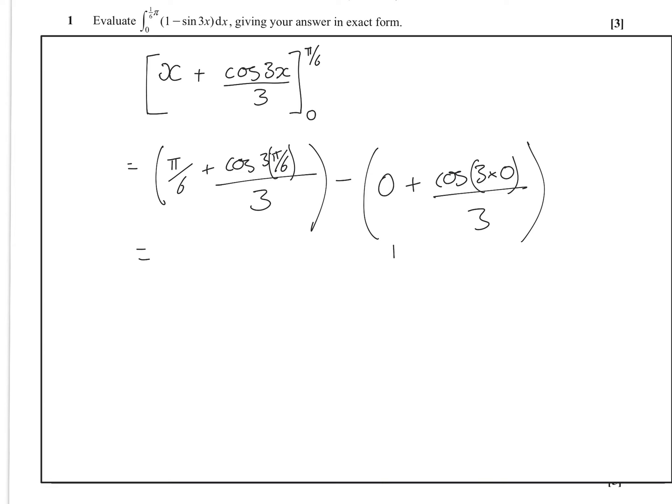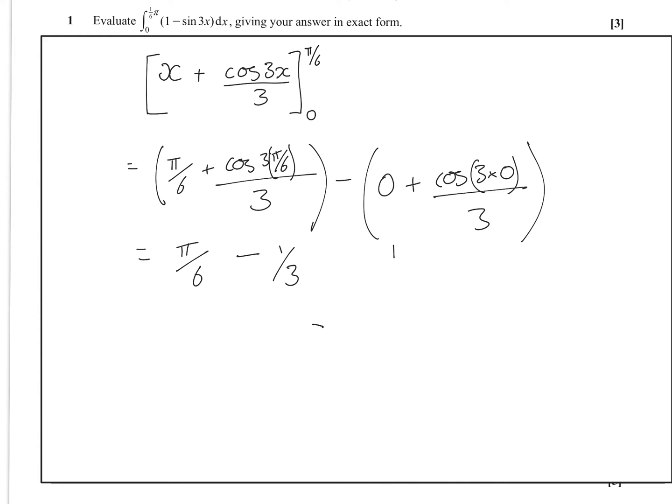Cos 3 pi by 6, that's cos pi by 2. Cos pi by 2 is cos 90. Cos of 90 is 0, so this is just pi by 6. And this is minus 0. Cos of 0, that's 1. So that's a third. There.